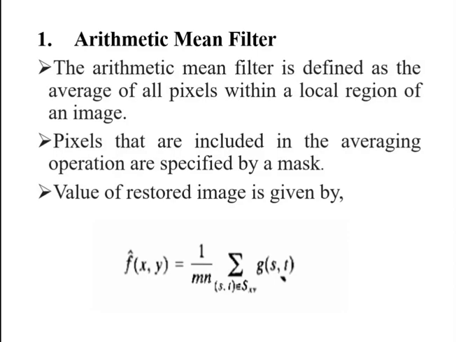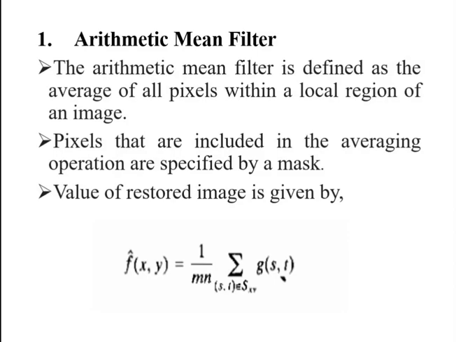This operation can be implemented using a spatial filter of size m by n in which all the coefficients have value 1/mn. A mean filter smooths local variation in an image, and noise is reduced as a result of blurring. Then the next type is the geometric mean filter.